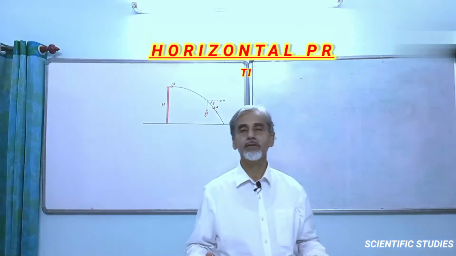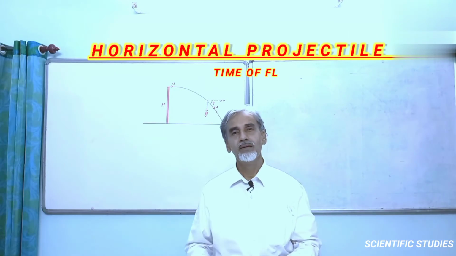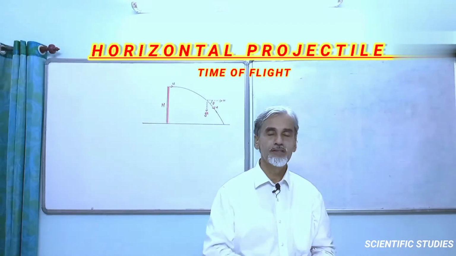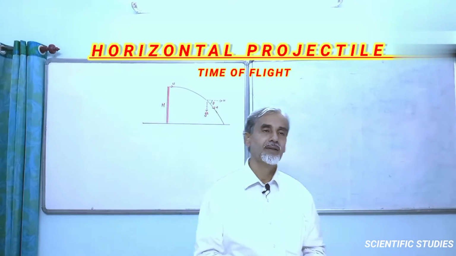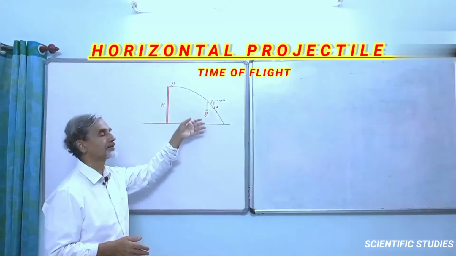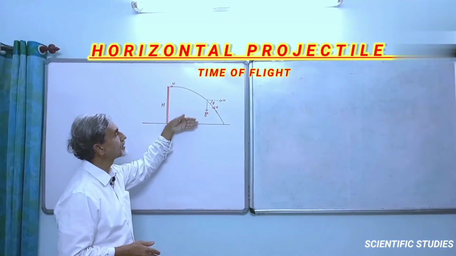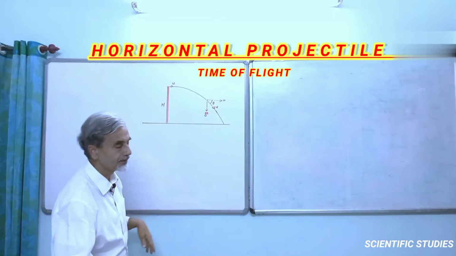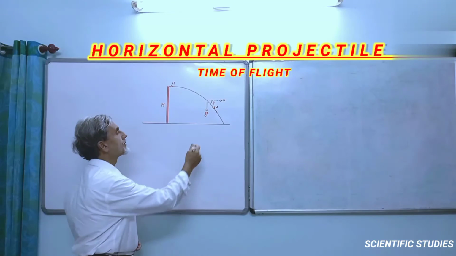Then, the time of flight of the horizontal projectile. Time of flight is the time taken by the projectile to complete its projectile motion. And when the body completes its projectile motion, the vertical displacement covered by the body is equal to the height of the tower.